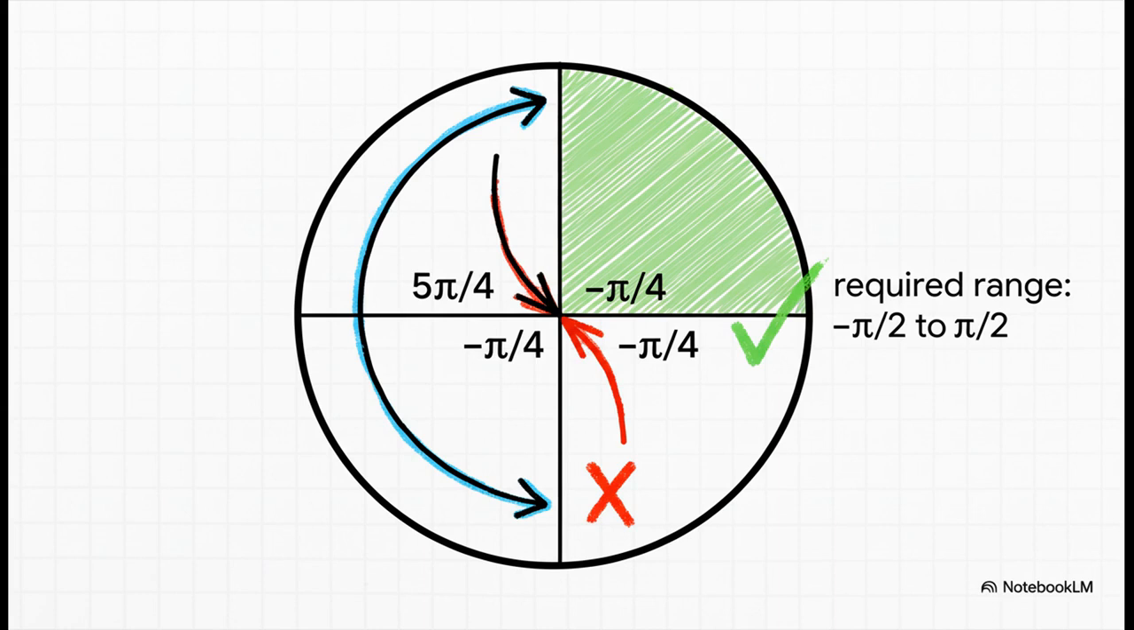The angle we started with, 5 pi over 4, and the answer our calculator gave us, negative pi over 4, they actually point to the exact same spot on the circle. They're called coterminal angles. So see, arcsine didn't actually change the direction, it just found the official name for that angle that was allowed within its rulebook.